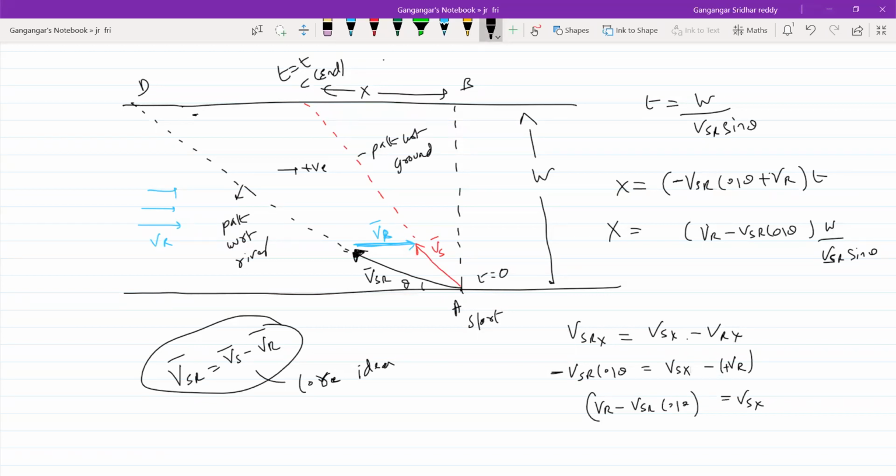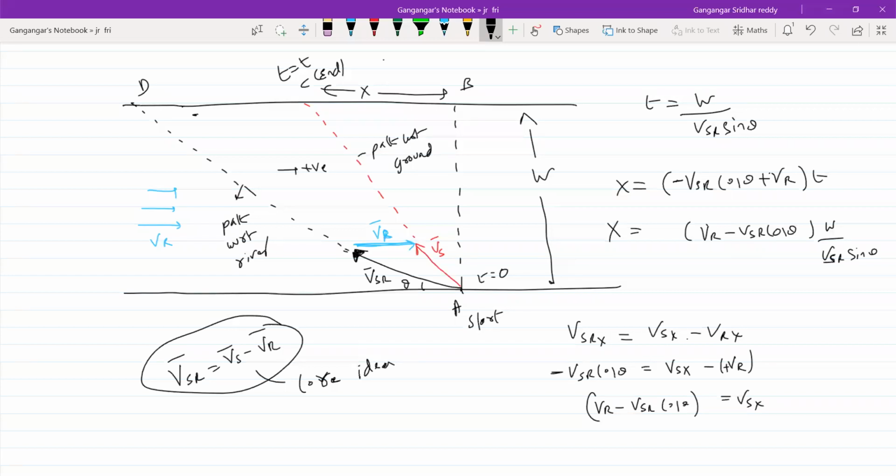Now in your numerical, if VR is greater than VSR cos theta, the endpoint will be on the right side. If VR is less than VSR cos theta, then the endpoint will be on the left side. X will become negative. Whether X is positive or negative will be determined by this bracket term. Here I assume VSR cos theta is greater than VR, so the endpoint has come on the left side.